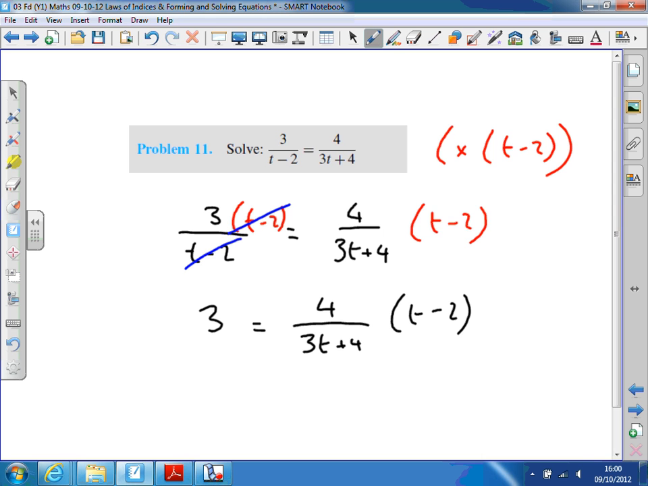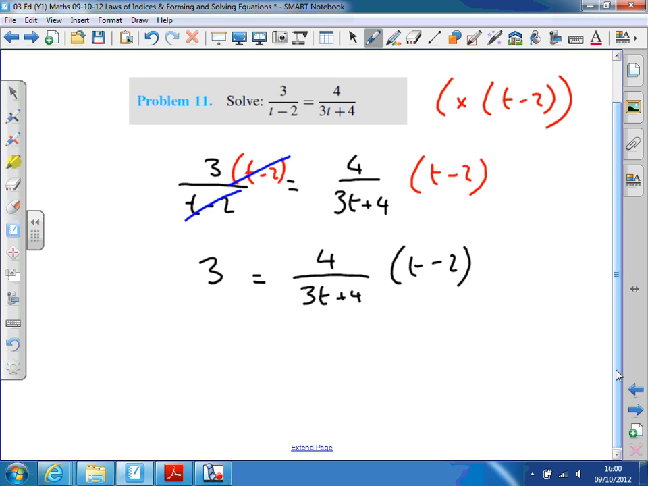Yes, Alfie, you see that? What do I do now to get rid of the 3t plus 4? Times every term by 3t plus 4. So in other words, I get 3 times 3t plus 4 equals 4 times t minus 2, because the 3t plus 4 is gone on the right hand side.